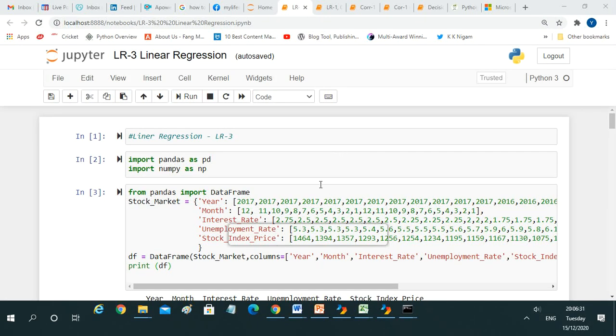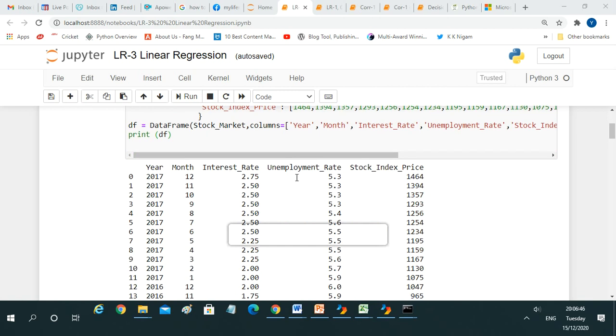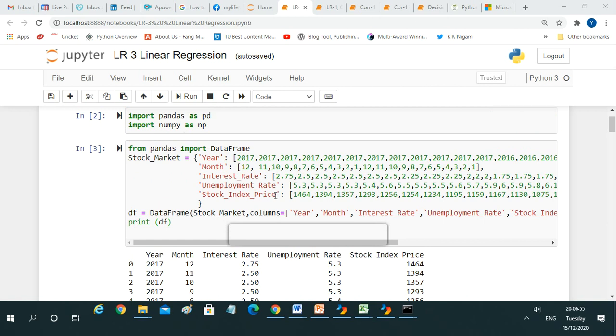So let's start with another exercise on linear regression. Here we are going to find out the relation between the stock prices and the interest rate, and then, in the second, the interest rate and the unemployment rate. So what is the relation between these two? Let's find out. Let's start our exercise.